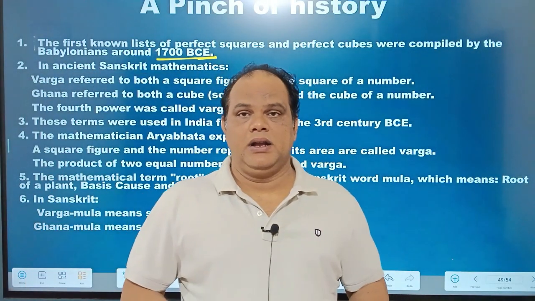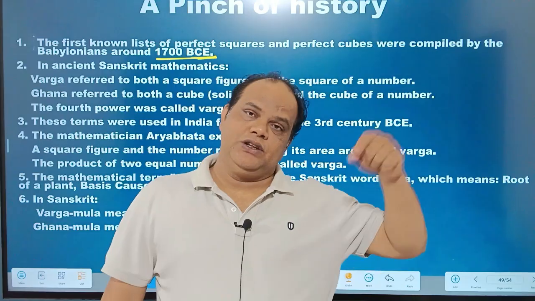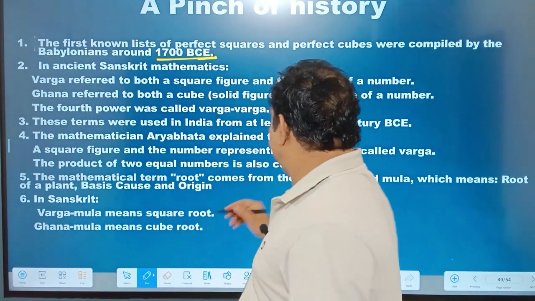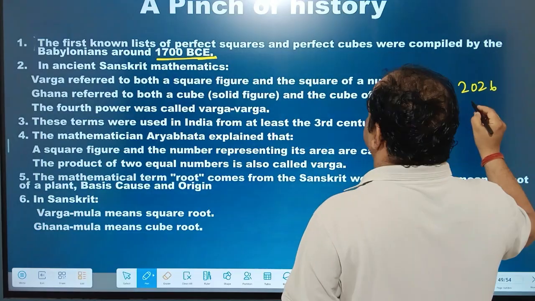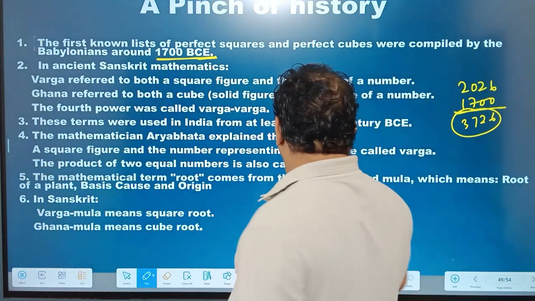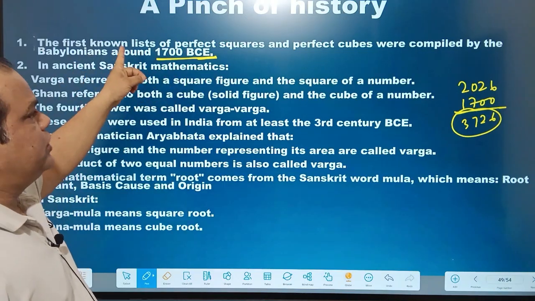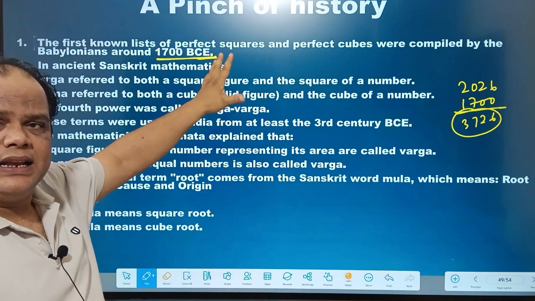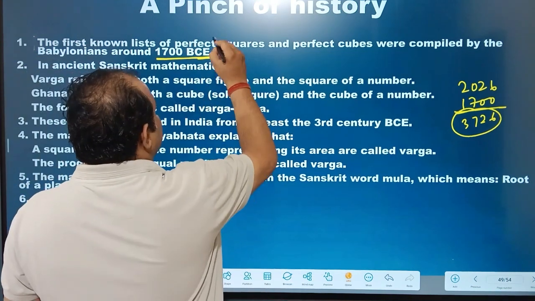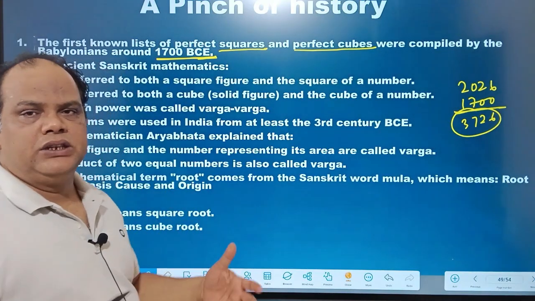Today we are in 2026. Go back to 0, and from 0 go back in the negative direction 1700 years. So 2026 plus 1700, almost 3700 years back. The Babylonians were near Mesopotamia, where there is a country known as Iraq as of now. They were the first to list the perfect squares and perfect cubes. Just to know, this is general knowledge.